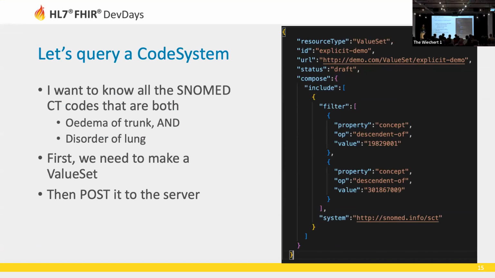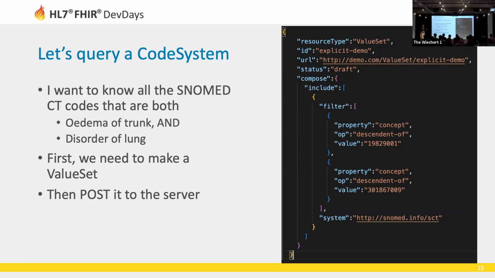Okay, so that's supplements. If we move on to the idea of querying, this will lead into implicit value sets. If I want to query a code system, let's say SNOMED, I want to know all the things that are both edemas of the trunk and disorder of lung. So I just want an ad hoc query to say that that's what I want to know.